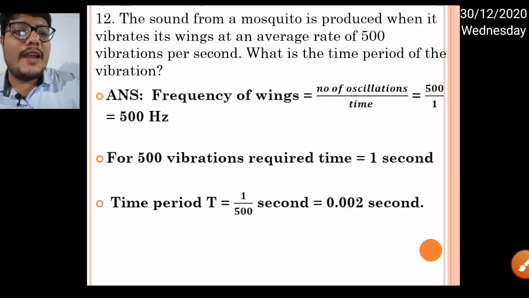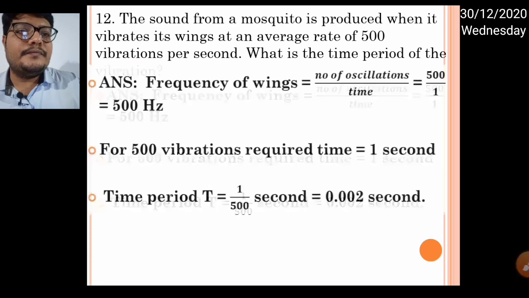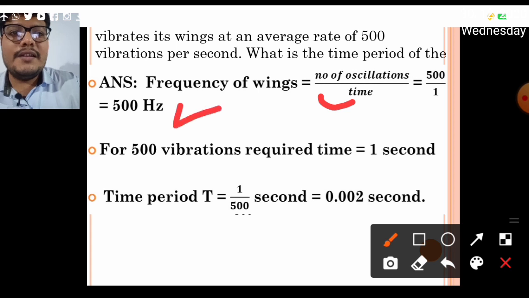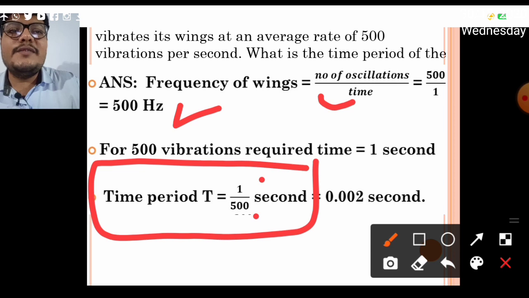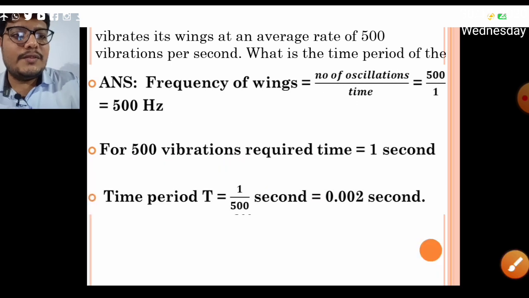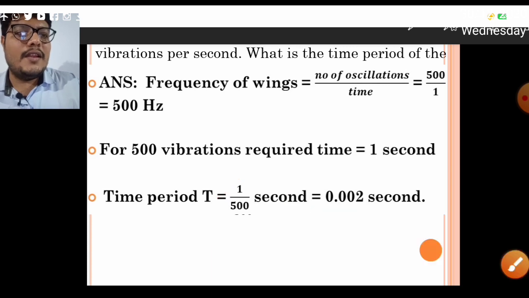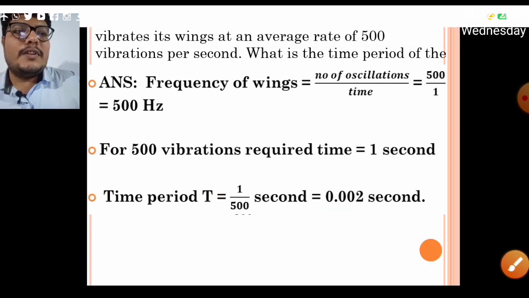Okay, now how can we write it here, see. For the frequency of the wings, it is the number of oscillations per time, 500 upon 1, so 500 hertz is your frequency. 500 vibrations is equal to 1 second, and 1 upon 500 is your time period. Actually this is what we need to find, while the frequency is already given, right? And this calculation, how you can do 1 upon 500, I already explained to you. So your answer is this one, right? Okay, let's go for the next question.